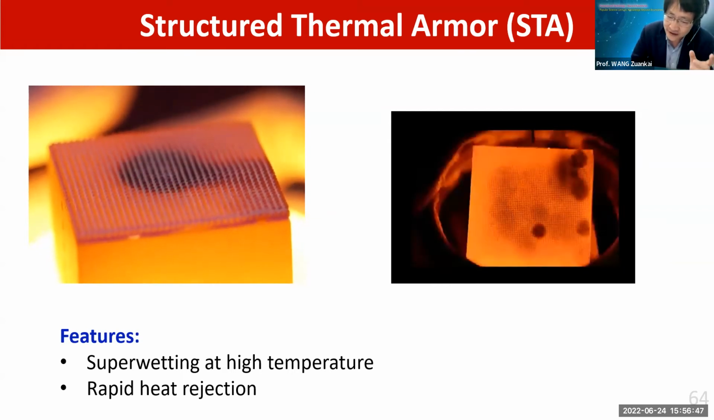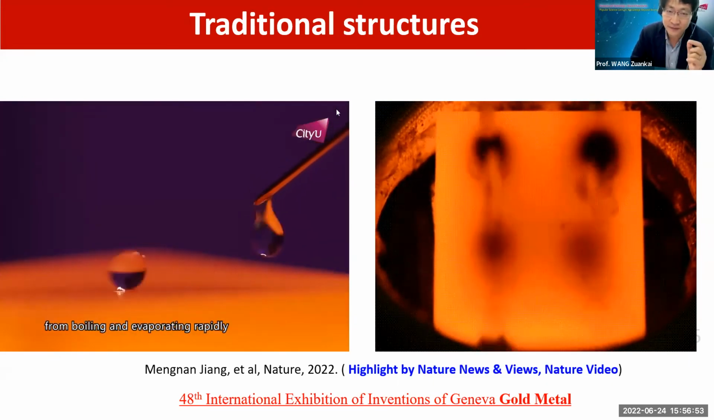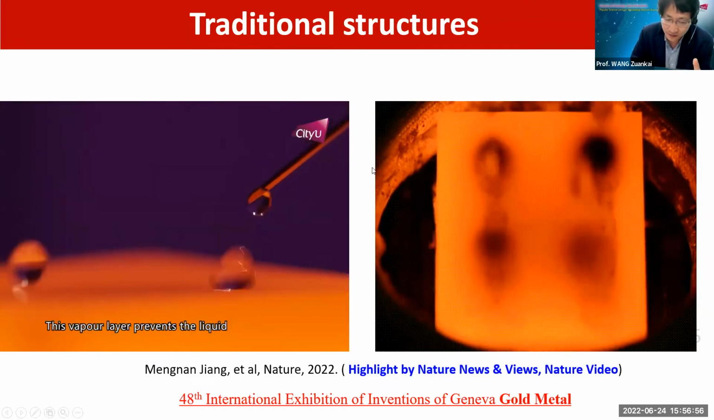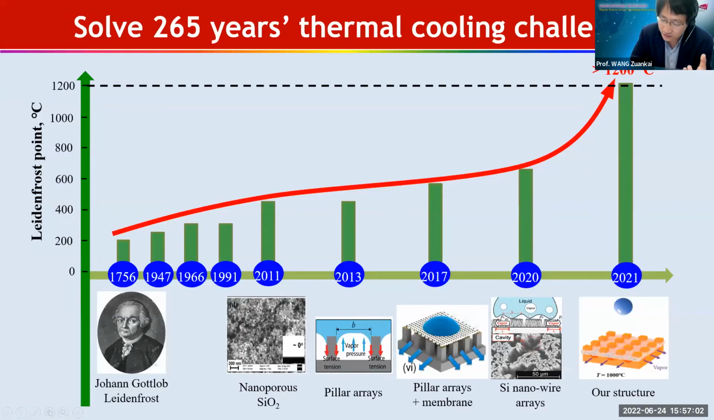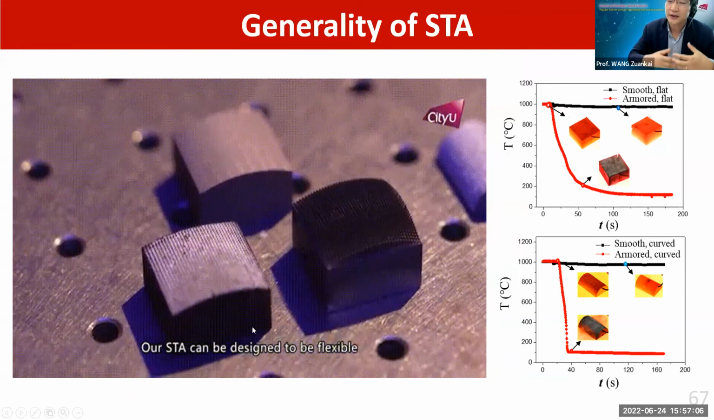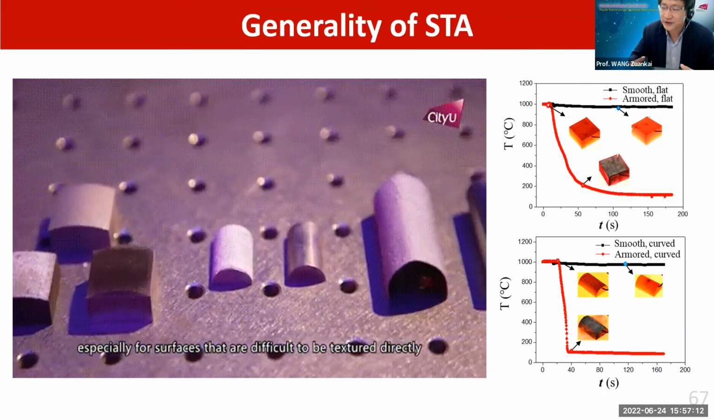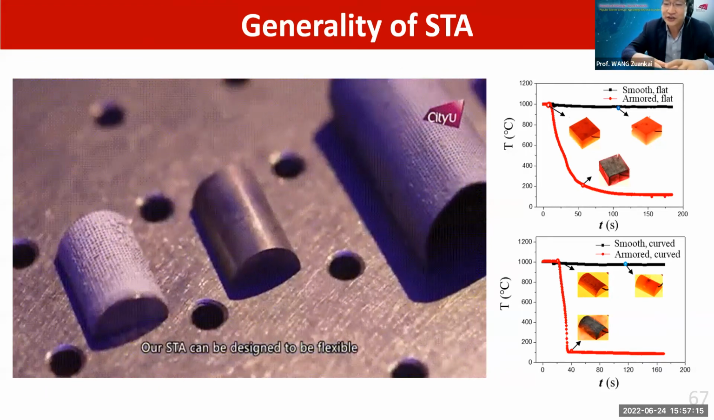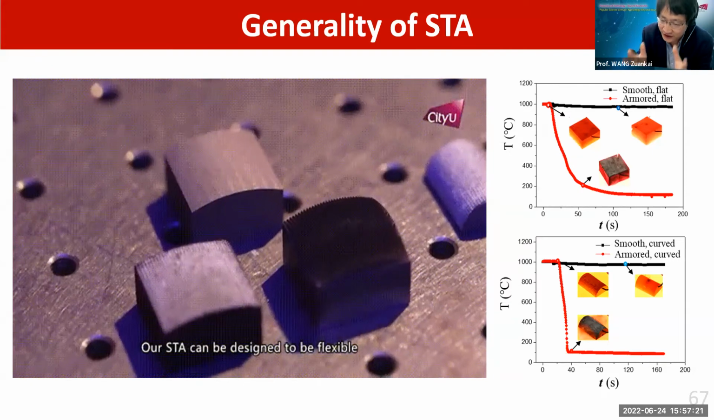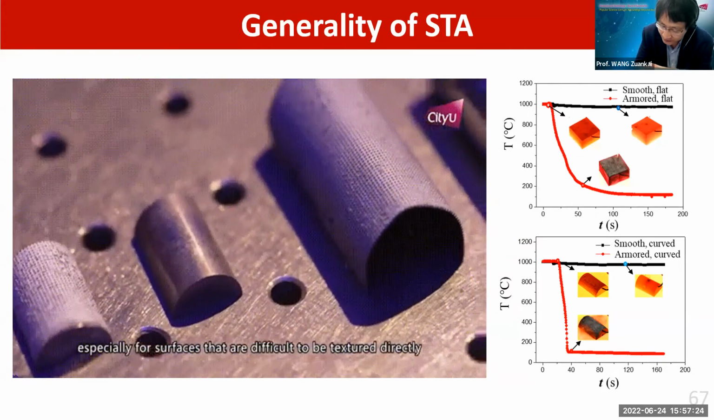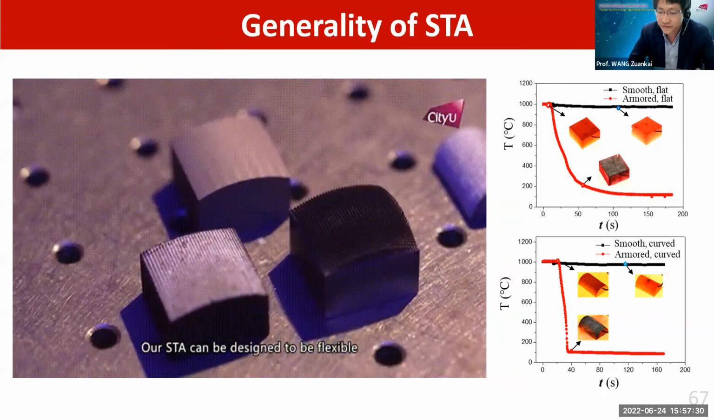So by this kind of design, we completely overcome the traditional limitation. The limitation is caused by the Leidenfrost effect. Our design is generic, not only on the steel. We can fabricate the structure on any kind of material. For example, if the material is hard to be textured, we can just fabricate the structure on steel in a very thin layer, and then we just attach our armor, we call it armor. We can attach our membrane or our film or any material, even on a curved surface, okay?